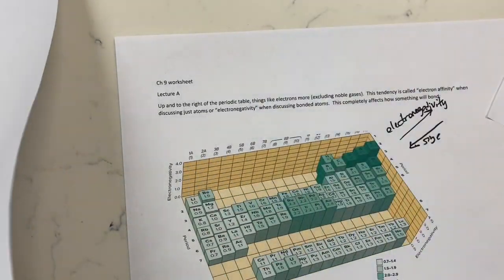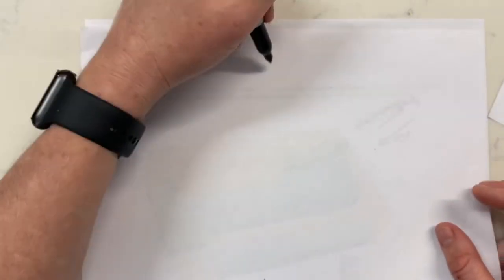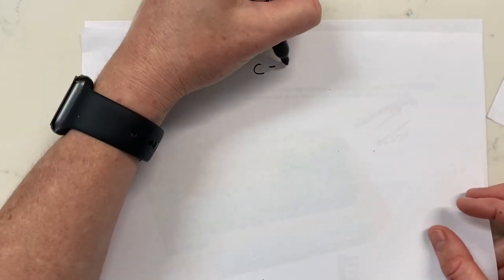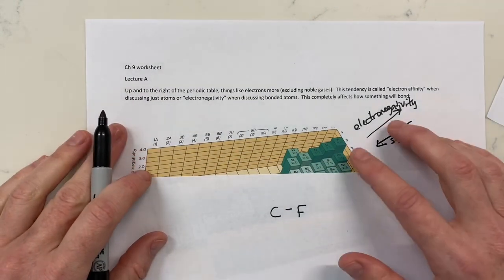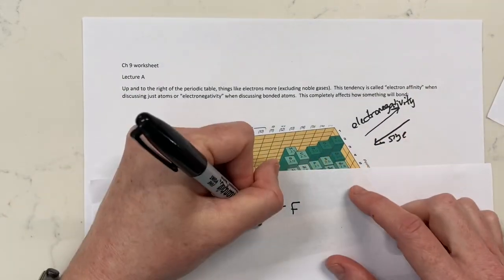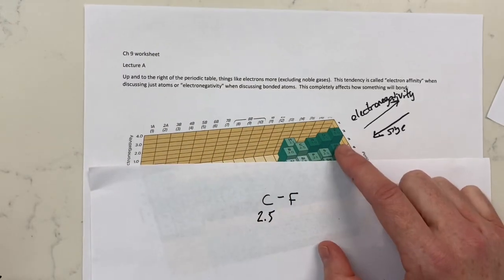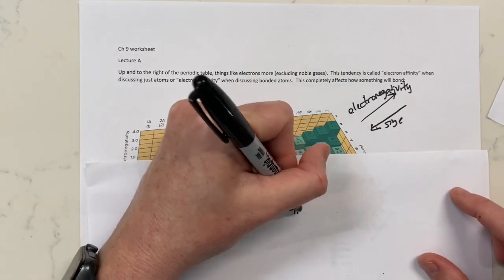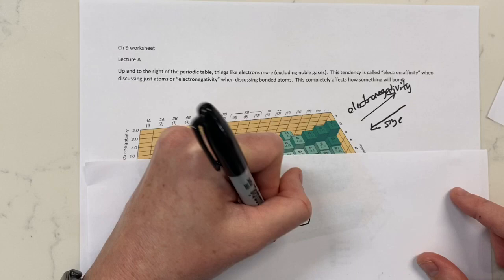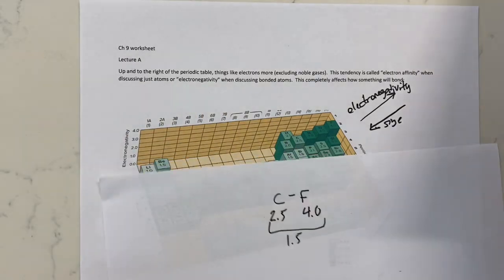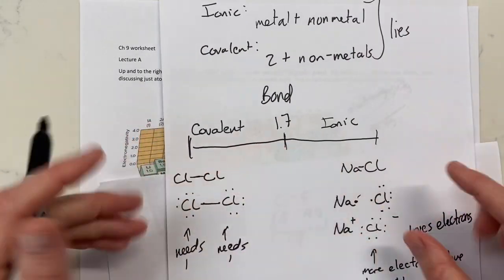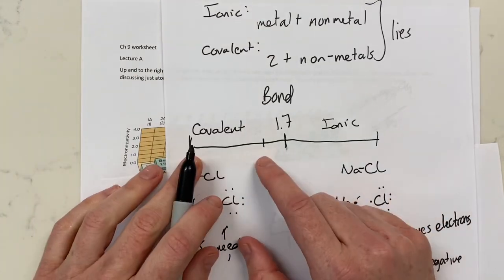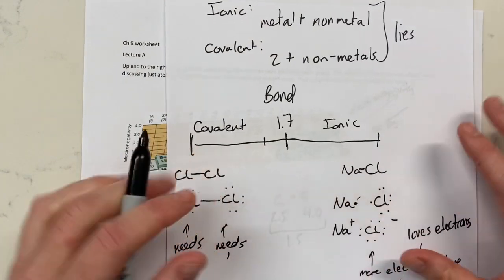Let's do a few examples. Let's start with a carbon-fluorine bond. Carbon has an electronegativity of 2.5, and fluorine has an electronegativity of 4.0. That's a difference of 1.5. So we go on this scale and we say, hey, anything less than 1.7, it falls somewhere here, is covalent. So this would be considered covalent.